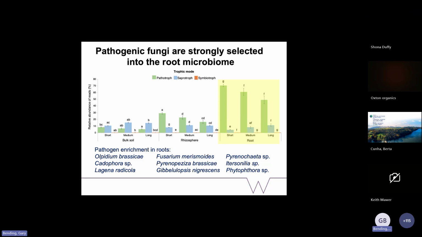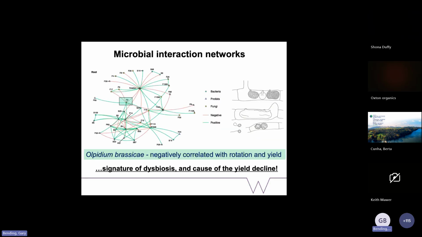And the way that we did this is very complicated, so just bear with me. This is the microbial interaction network. So what we did is we looked for correlations between rotation and yield. So remember, we measured yield from these locations, and we correlated different taxa with both rotation and yield. And this is what one of these microbial interaction networks looks like. You can see here, hopefully you can see my cursor.